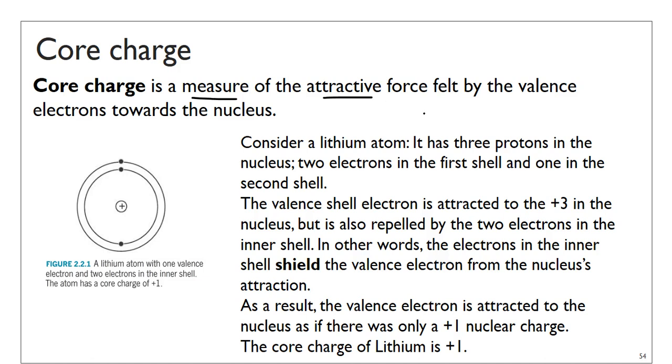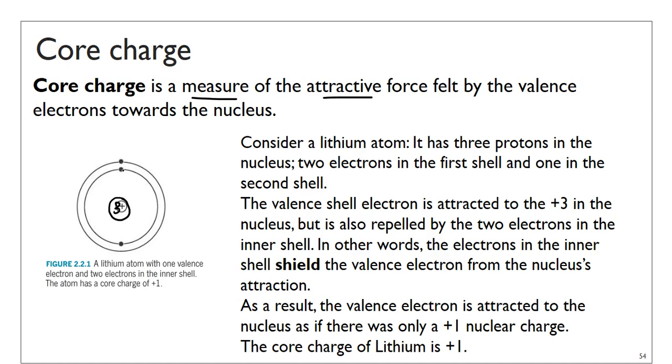And the way that we measure core charge is, well, I'm just going to go through this example again. If you have a lithium atom, a lithium atom actually has 3 protons in the nucleus in the middle here. But the way that it works is there are these two inner electrons that will potentially shield the valence electrons from the nucleus. So the valence electron is not going to feel the attractive force of 3+ because of the shielding.